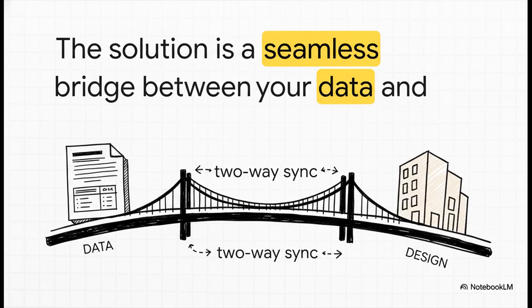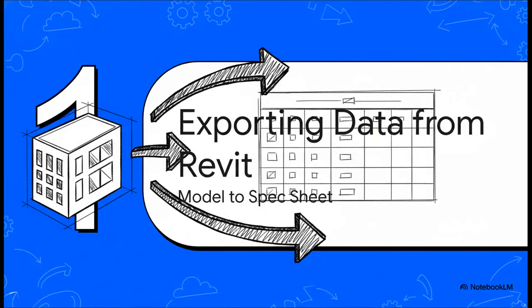But what if there was a seamless bridge connecting them? That's precisely what the Fohlio Revit add-in is all about. It creates a dynamic, two-way sync that plugs your spec data directly into your model. The whole point is to eliminate that duplicate work and get your entire project aligned. So let's see how this thing actually works.